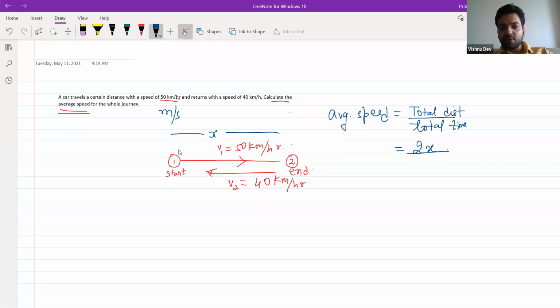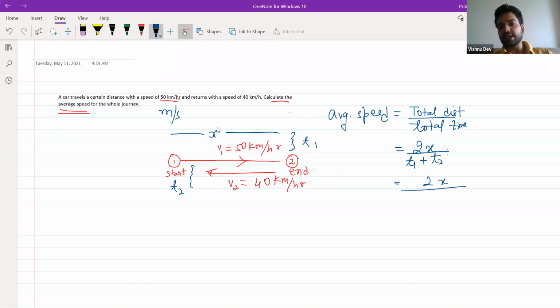We will first find out the time taken to go from 1 to 2. Let us say that is t1, and time taken to go from 2 to 1, that means time taken to return, is t2. So total time, very simple, will be t1 plus t2. Okay, so we'll put the value of t1 and t2, with 2x over.